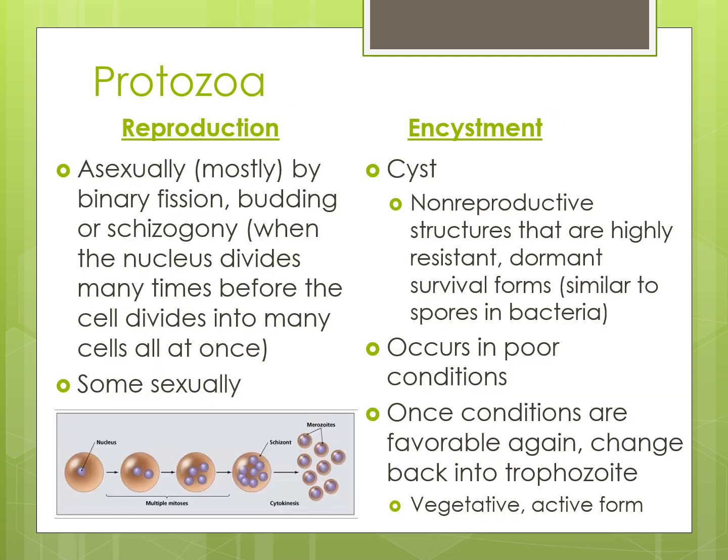There are 2 processes that we want to talk about when it comes to protozoans. The first is their reproduction, which is mostly going to be asexually, so through binary fission, budding, or schizogony, which is going to be when the nucleus divides many times before the cell divides into many cells all at once. So that's going to be that image at the bottom there.